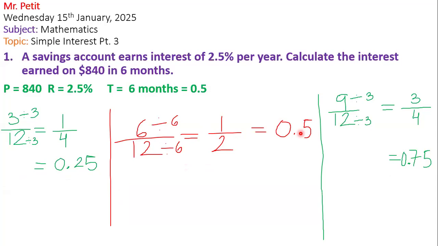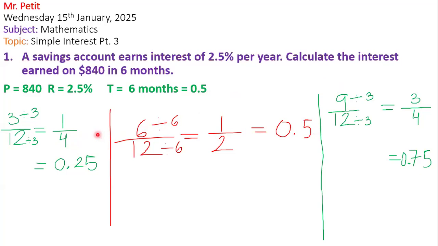Half of a year, which is what as a decimal? 0.5. Very good. So 6 months is 0.5, right? 3 months is what? 0.25, right? 9 months is what? 0.75, right? And the list goes on and on. So all you have to do is put the months over 12 and then change it into a decimal.